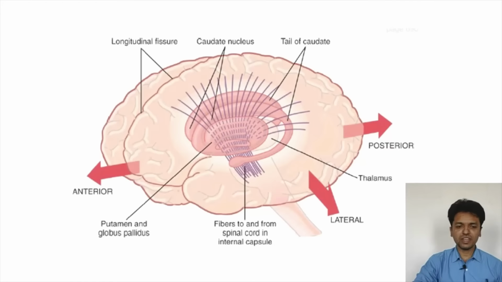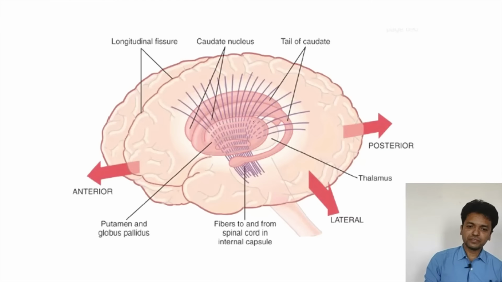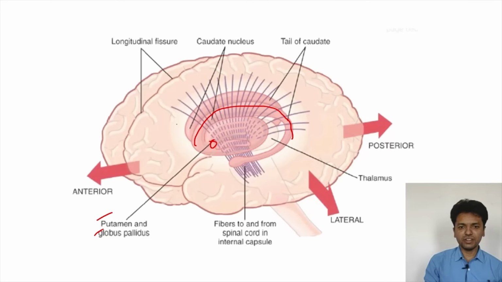So this is how the basal ganglia looks like. Here you can see this is the putamen and the globus pallidus, this area, and this area what you are seeing here, this is the caudate nucleus. This is called the head of the caudate nucleus, and this is the tail of the caudate nucleus. Here we can see it is present in close association with thalamus. These are the structures which are present in and around the thalamus, and also we can see the fibers here which are going to and from the spinal cord in the internal capsule. It is closely related to those fibers also.